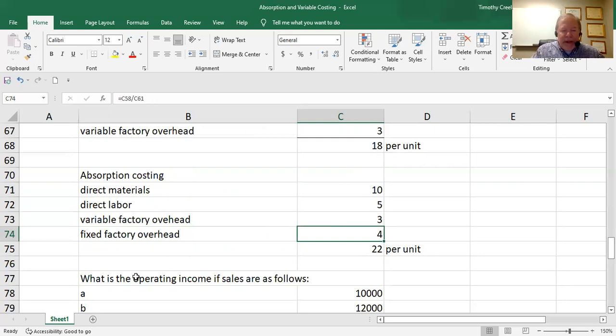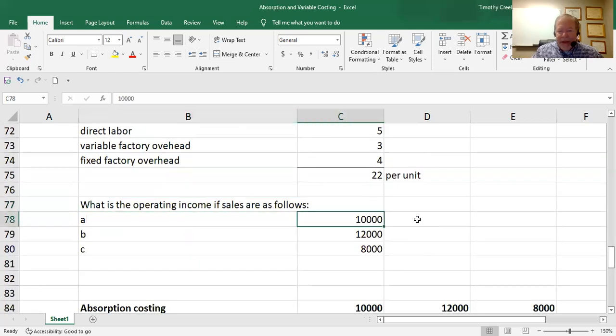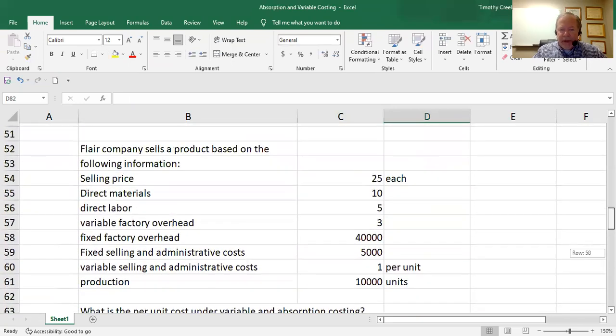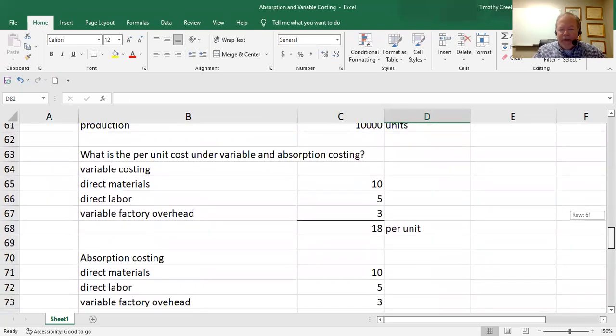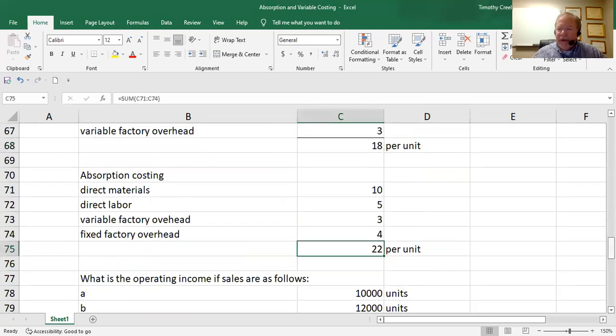So what is the operating income if sales are as follows? If sales are 10,000 units, let me go ahead and write units out here, 12,000 units, and 8,000 units. So what would your operating income be under both methods with this level of sales? And remember that we're going to use all of the same information that we talked about right here. So all of this, the product costs that we just computed under variable and absorption costing, is the information that we're going to need to solve this problem.